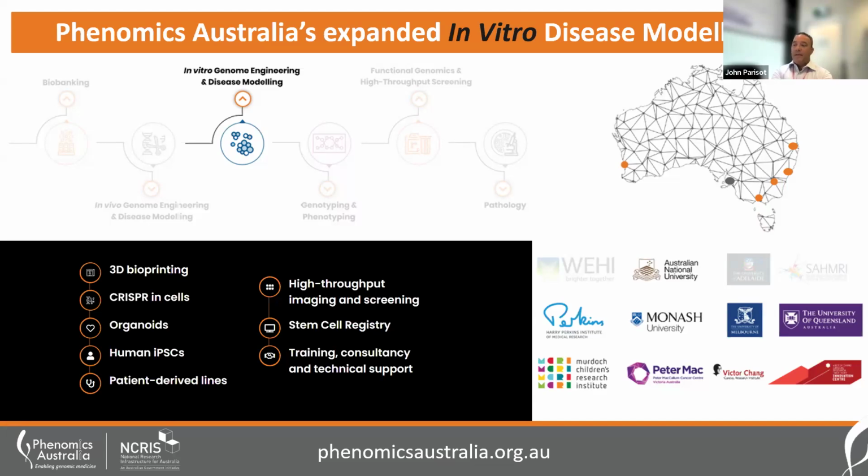So here we have organoids that are developed from patient samples or from human-induced pluripotent stem cells, and we use them for high-throughput imaging and screening, high-content imaging, bioprinting, and have a registry of the stem cells underway. Next, Stuart.